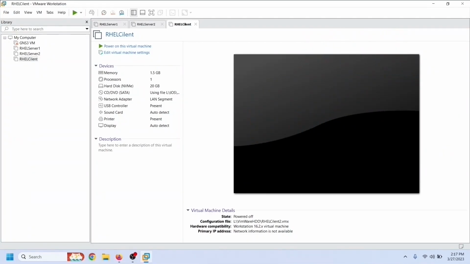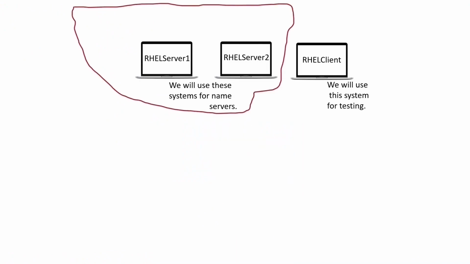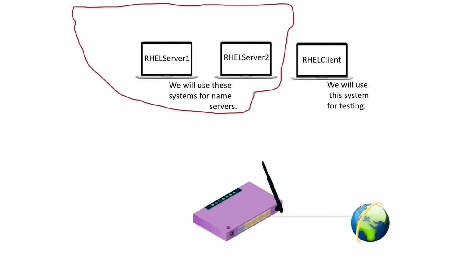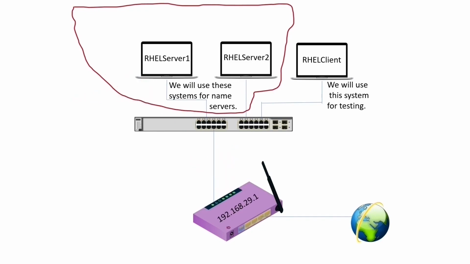If you want to use physical systems to replicate this lab, you need 3 systems. You need 2 systems for server configurations and 1 for client configuration. You also need the internet connection. Connect systems with the network and note down the modem's IP address. Configure the modem's IP address as the default gateway IP address.